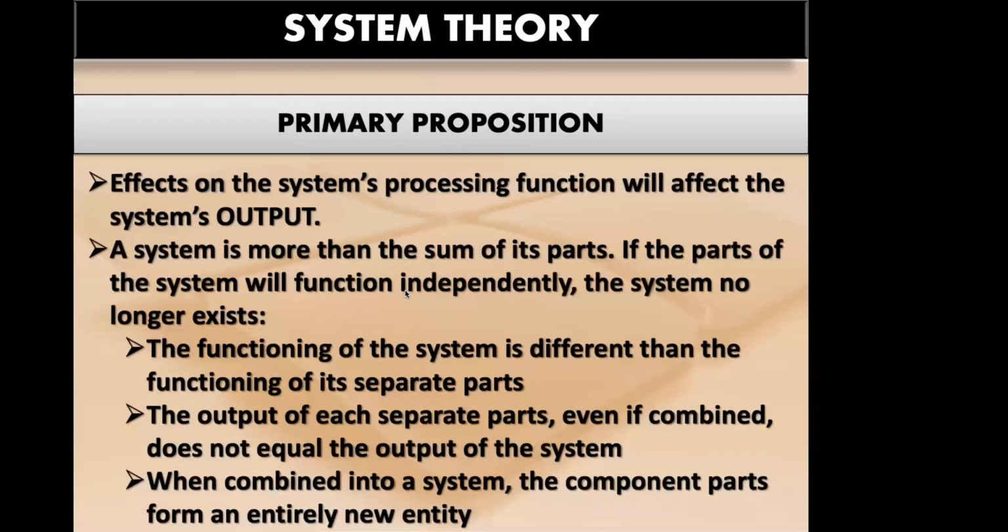Effects on the system's processing function will affect the system's output. A system is more than the sum of its parts. If the parts of the system function independently, the system no longer exists. The functioning of the system is different than the functioning of its separate parts. The output of each separate part, even if combined, does not equal the output of the system. When combined into a system, the component parts form an entirely new entity.